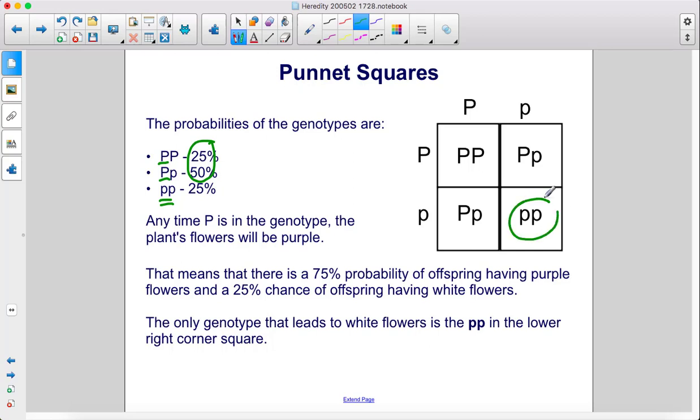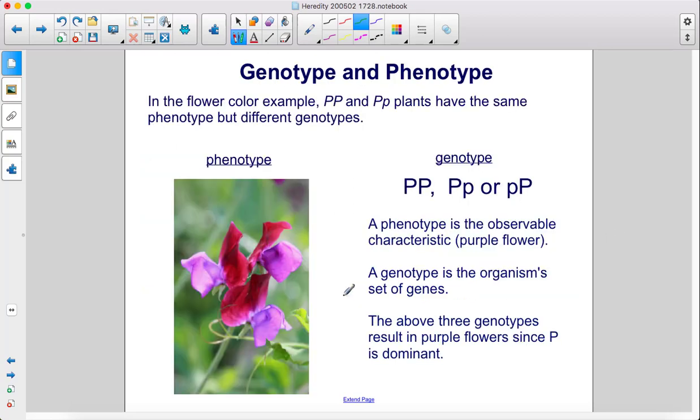In the flower color example, 2 uppercase P's and an uppercase and lowercase p plants have the same phenotype but different genotypes. So the genotypes are 2 uppercase P's, an uppercase and a lowercase p, or a lowercase and an uppercase p. A phenotype is the observable characteristic, purple flower. A genotype is the organism's set of genes.